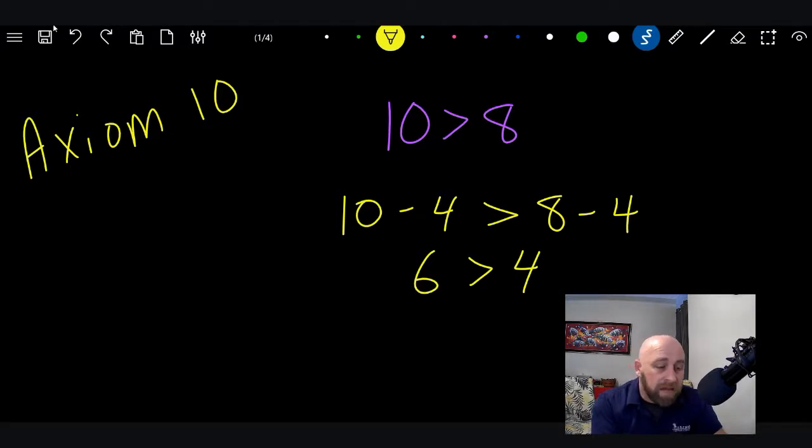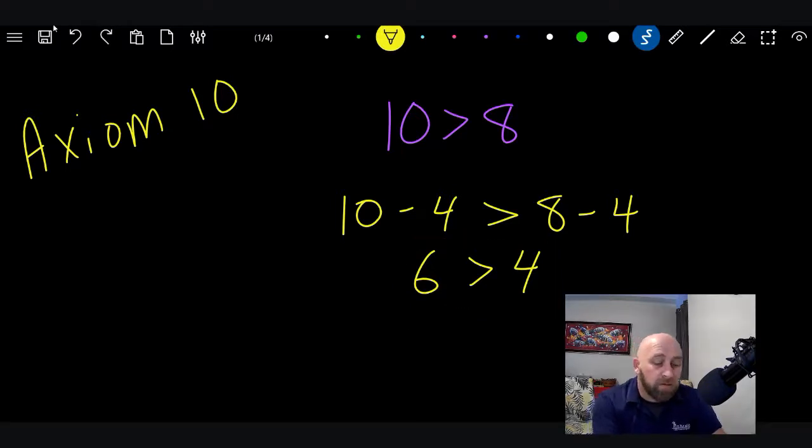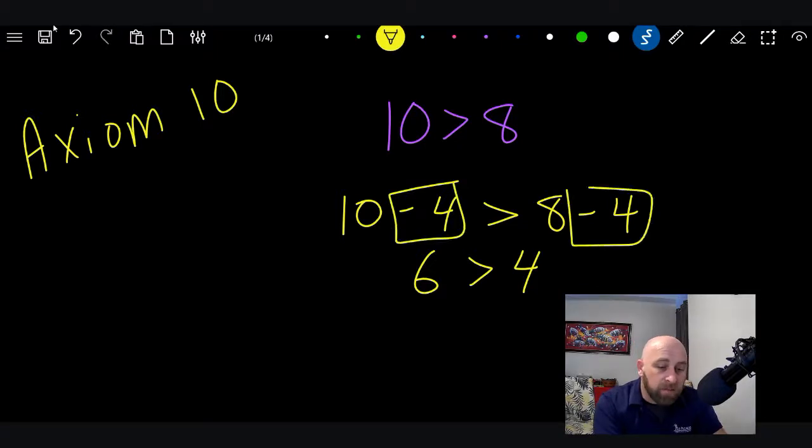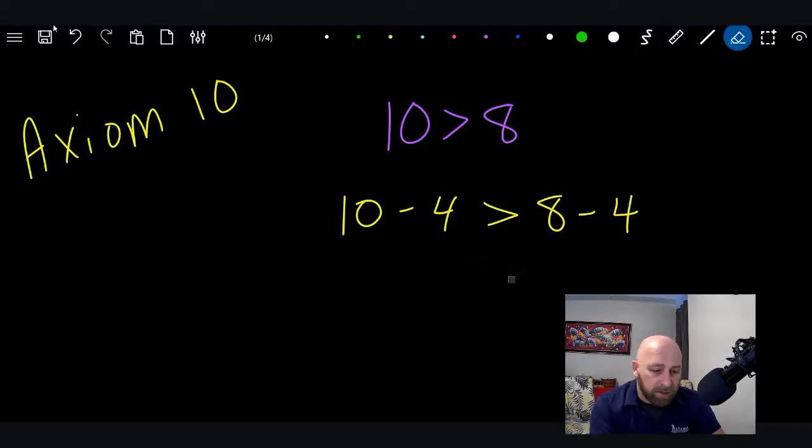Now look at this relationship, 6 and 4. 6 is 2 bigger than 4. So if I'm adding or subtracting equals, what's going to happen is that 10 is 2 bigger than 8, and 6 is 2 bigger than 4. So it remains a 2-number interval between the two numbers. That's something interesting to keep in the back of your mind.